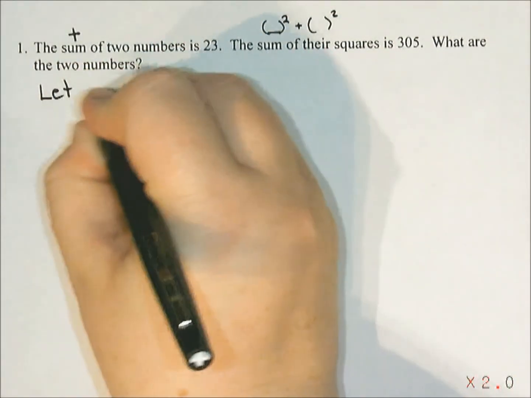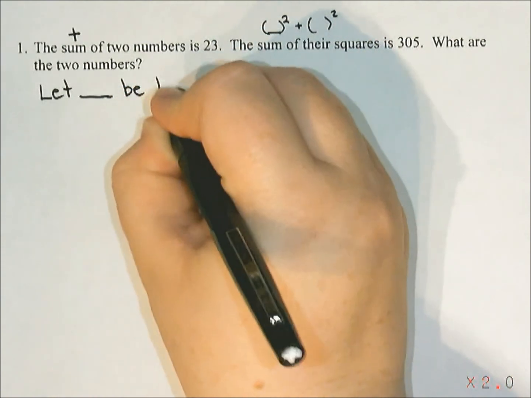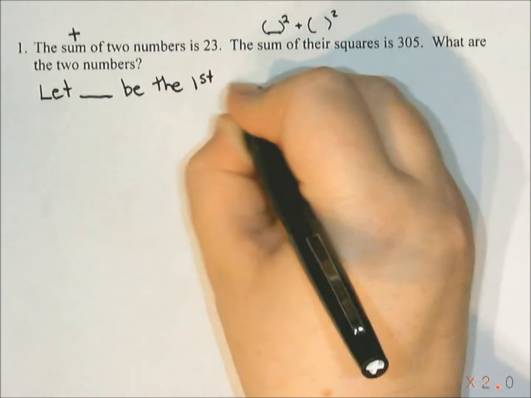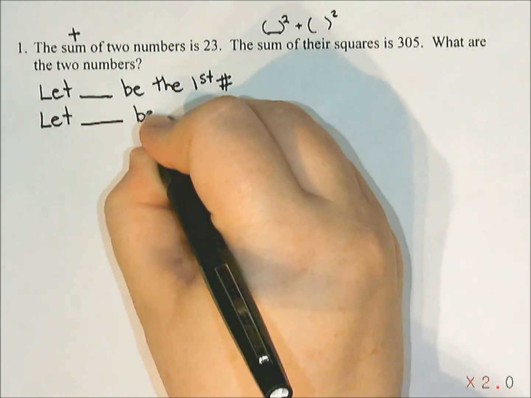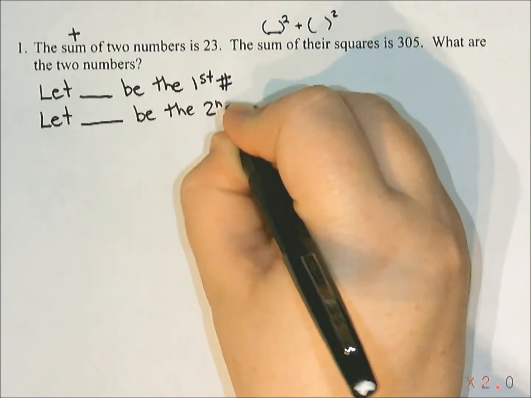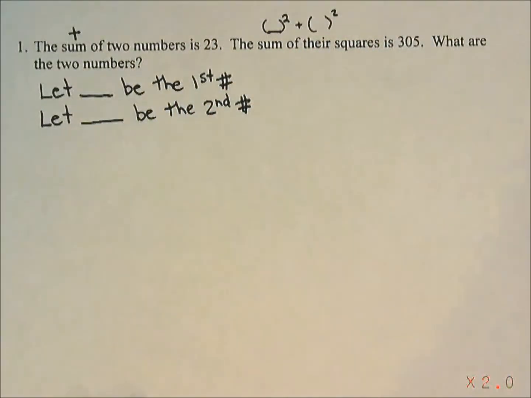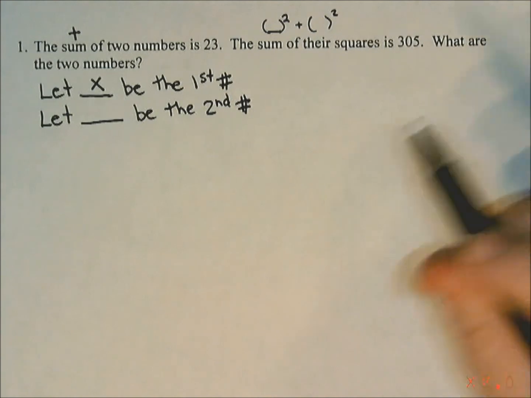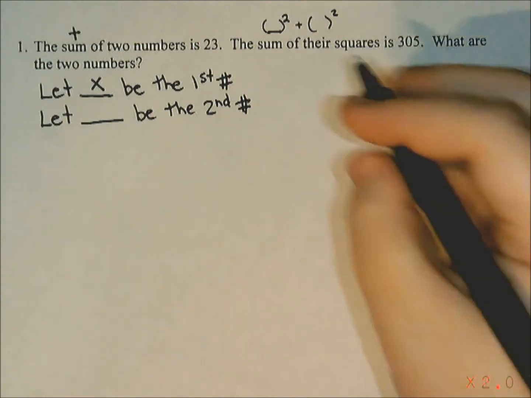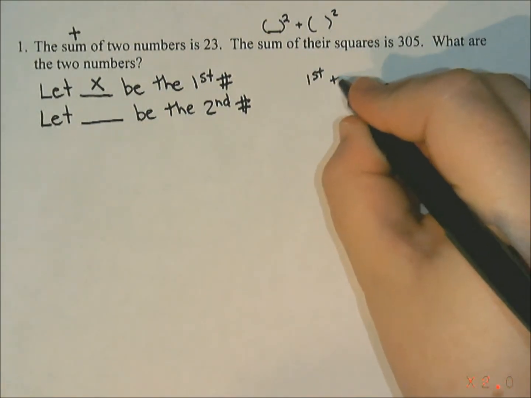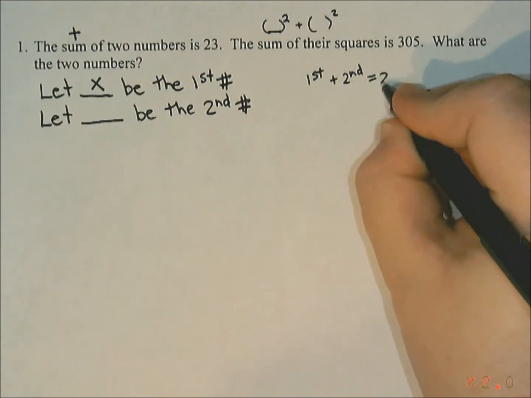I'm going to let something be the first number, and I'm going to let something be the second number. Now when I'm doing word problems, most of the time I'm going to let one of those two things be x. So in this case I'm going to let x be the first number. To find the second number, it tells me that the sum of the two numbers is 23. So if I take that first number and add the second number, I end up with 23.